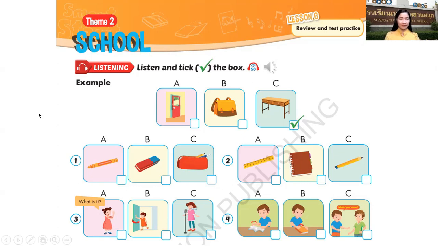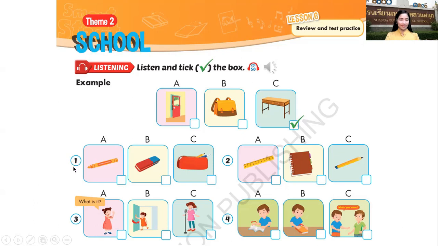Listening. Listen and tick the box. Look at the pictures. Listen. There is one example. Is it a door? No, it isn't. What is it? It's a desk. Can you see the tick? This is an example. Now listen and tick the box.